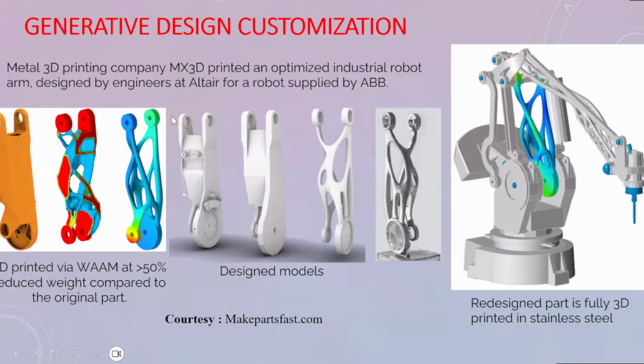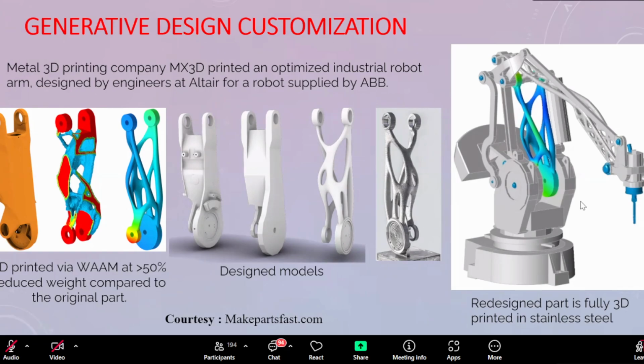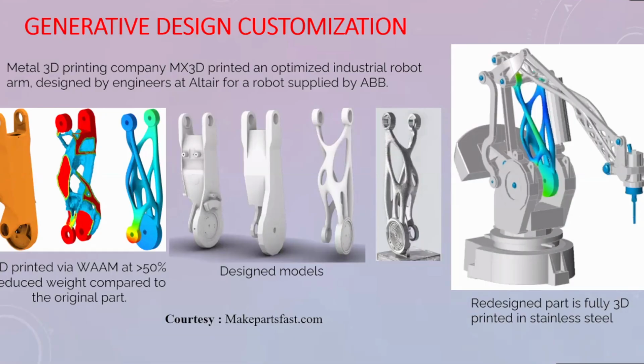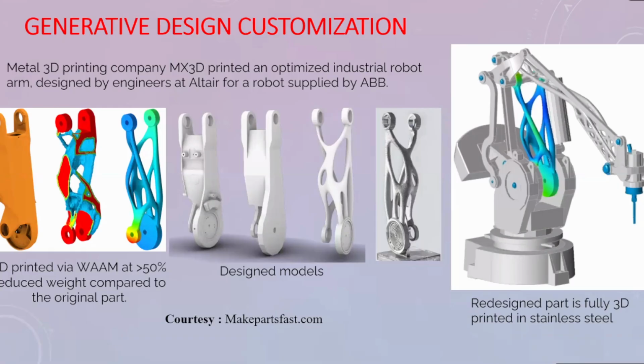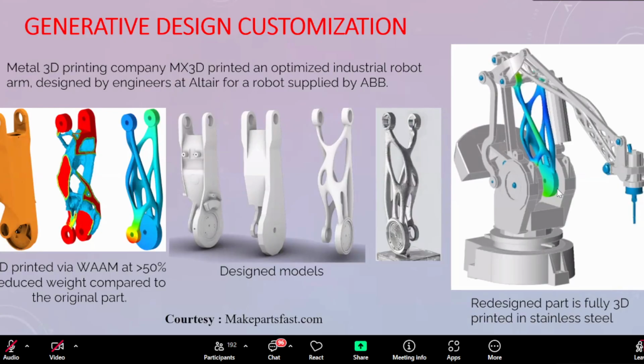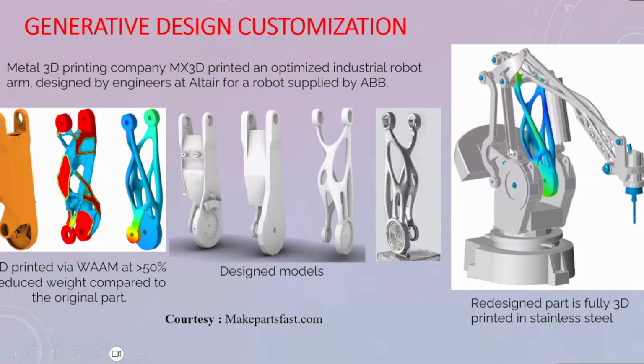And this is a generative design concept and one innovative application which I want to share with you, because with the concepts we have studied, we need to find some application. This is one interesting application found by a company called MX3D in the Netherlands. They took a structure present in a 6-axis robot, a pick and place robot.